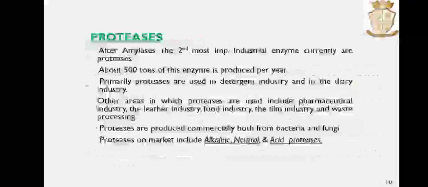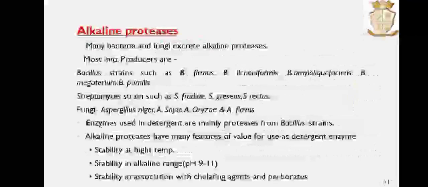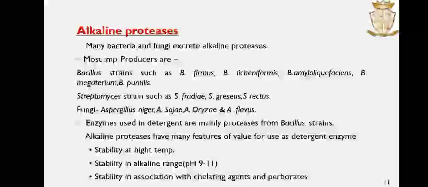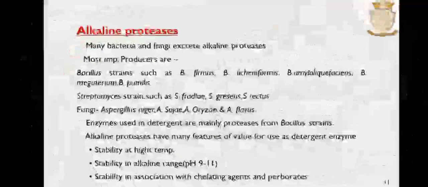Proteases on the market include alkaline, neutral, and acid proteases. Alkaline proteases. Many bacteria and fungi excrete alkaline proteases. Most important producers are Bacillus strains such as Bacillus firmus, Bacillus licheniformis, Bacillus amyloliquefaciens, etc. Streptomyces strains such as Streptomyces fradiae, Streptomyces griseus, Streptomyces rectus. Fungi: Aspergillus niger, Aspergillus oryzae, Aspergillus flavus.